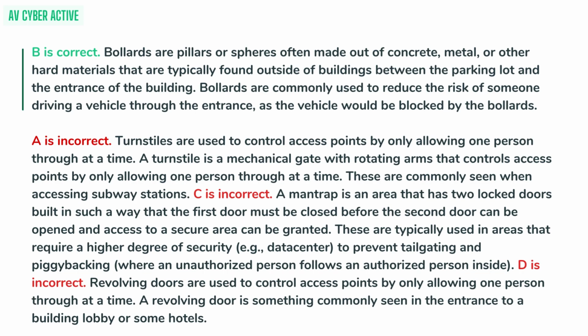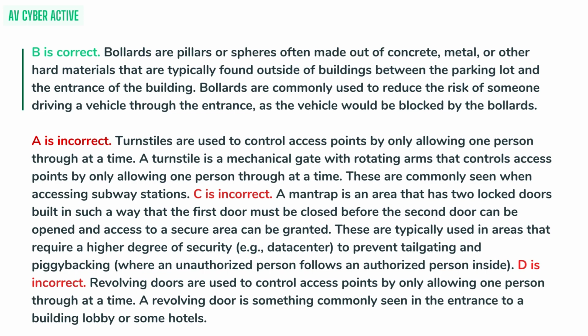A is incorrect. Turnstiles are used to control access points by only allowing one person through at a time. A turnstile is a mechanical gate with rotating arms that controls access points by only allowing one person through at a time. These are commonly seen when accessing subway stations.